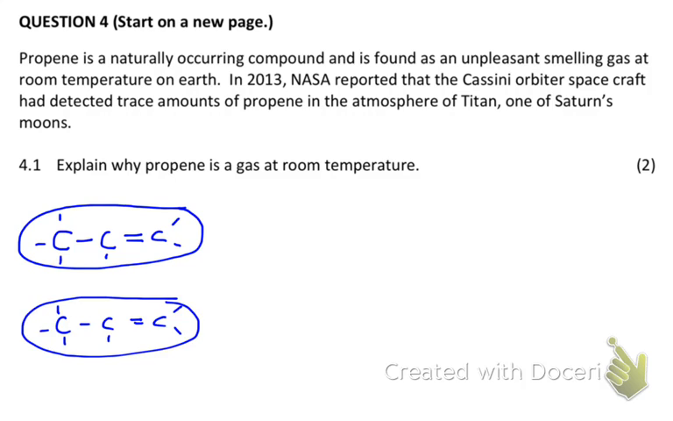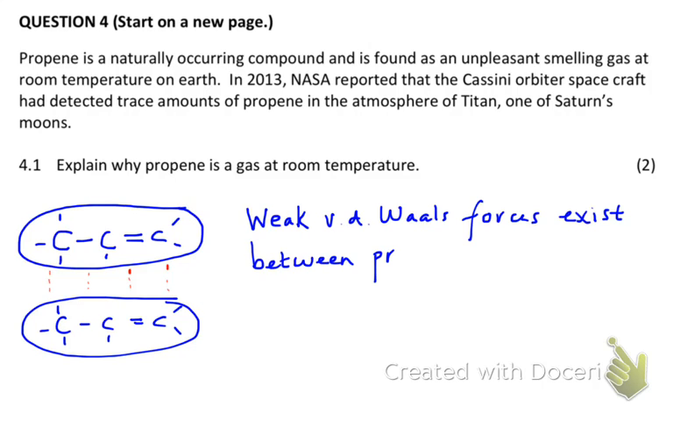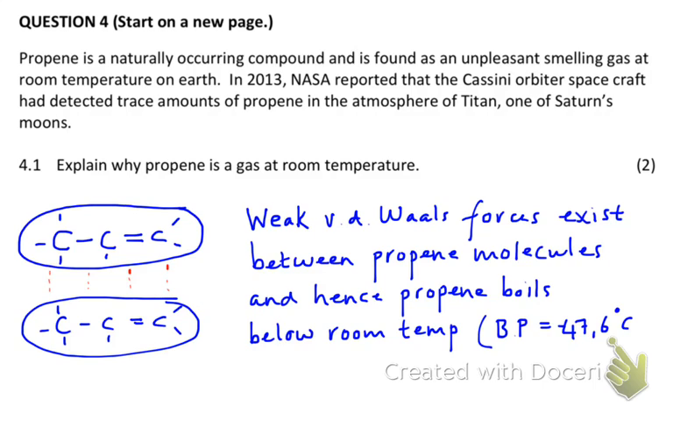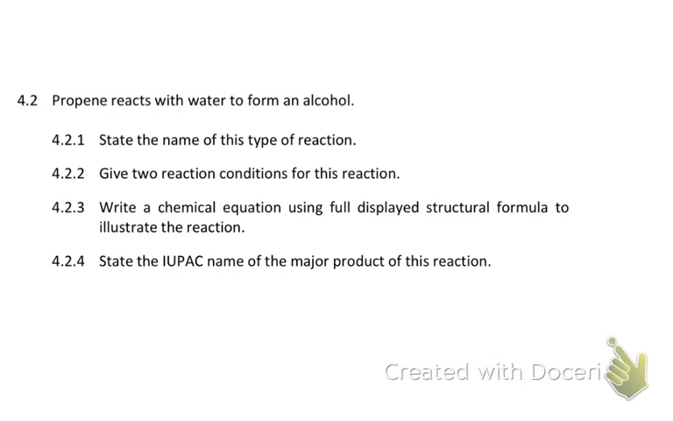If we draw out two propene molecules, you can clearly see that they're non-polar, and so you're going to get very weak van der Waals forces existing between those molecules. So the answer would be that weak van der Waals forces exist between propene molecules, and hence propene boils below room temperature. In fact, if you check the boiling point of propene, it turns out to be minus 47.6 degrees Celsius, so it boils well below room temperature.